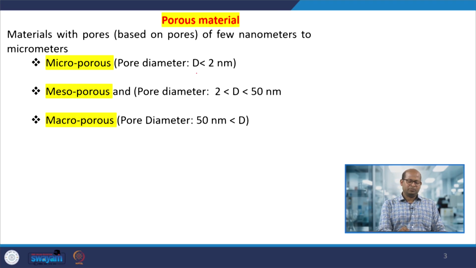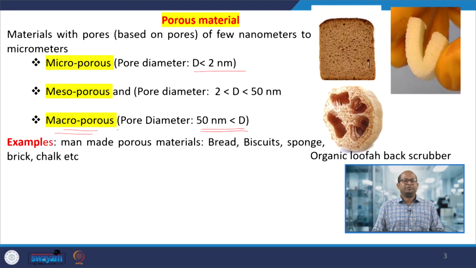If the diameter of the pores is less than 2 nanometers, then we say the material is microporous, and if it is 2 to 50 nanometers, then it is a mesoporous material. Once we have prepared a material, we can use particular characterization techniques to measure the pores of that material, and based on that we can classify it. Macroporous materials usually have pore diameters of more than 50 nanometers.